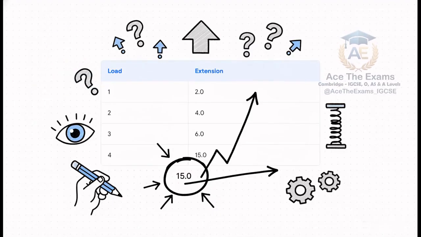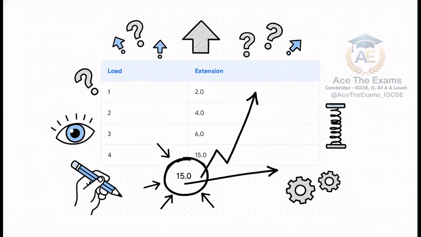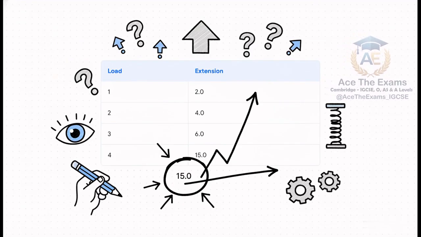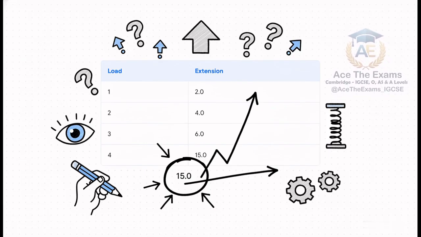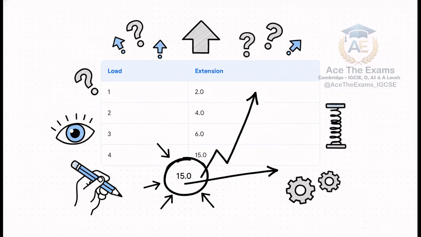So let's do a quick interactive challenge. Take a look at this mock data table mapping extension against load. I want you to pause this explainer right now. Seriously, pause it. Can you spot the deliberate anomaly hiding in these data points?